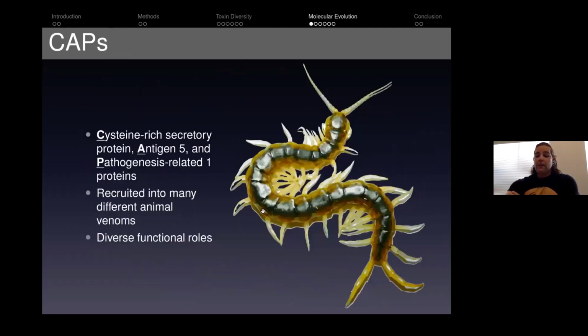And so CAP proteins stand for cysteine-rich secretory proteins, antigen 5 and pathogenesis related 1 proteins, which is why we label them as CAPs instead of having to say this all the time. And these, like I said, have been recruited into a lot of different animal venoms, but principally in centipedes, they are pretty abundant. And they have diverse functional roles that have been talked about in a few different centipede lineages that we'll kind of highlight on this next page.